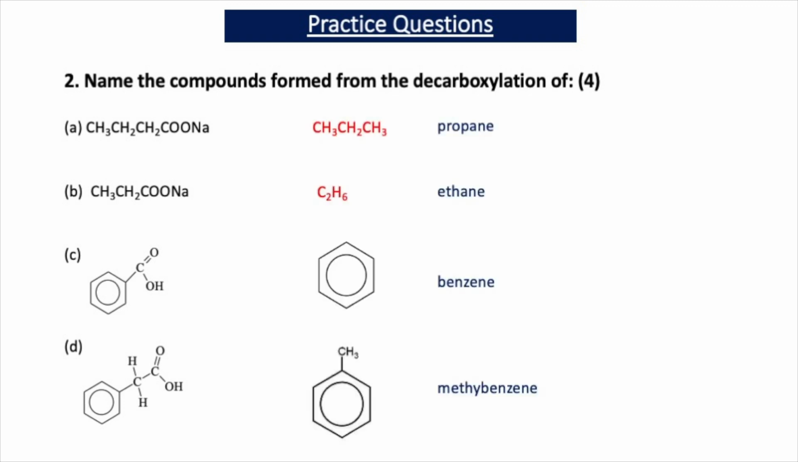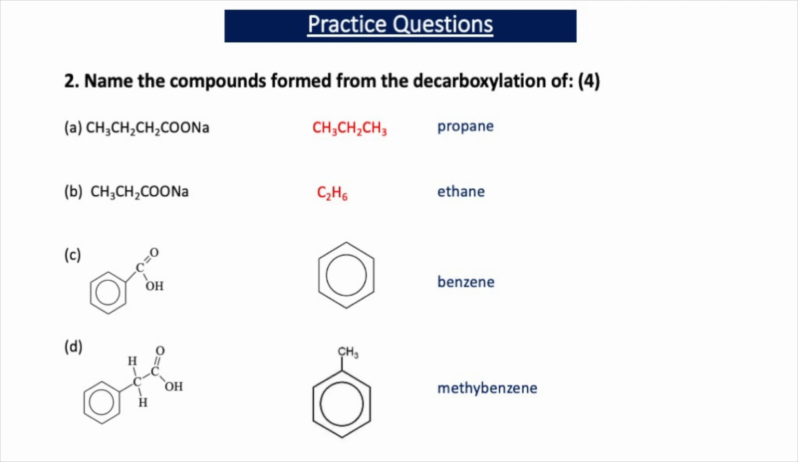So for question 2, you have to name the compounds formed from the decarboxylation of the following compounds. And the first compound is sodium butanoate. So if you decarboxylate this by heating it with soda lime, you will get an alkane with 1 less carbon. So you've got sodium butanoate, so the alkane with 1 less carbon will be propane.